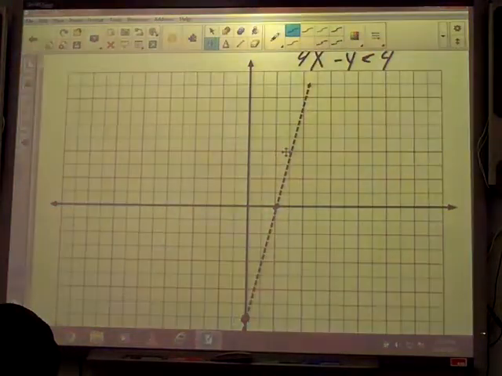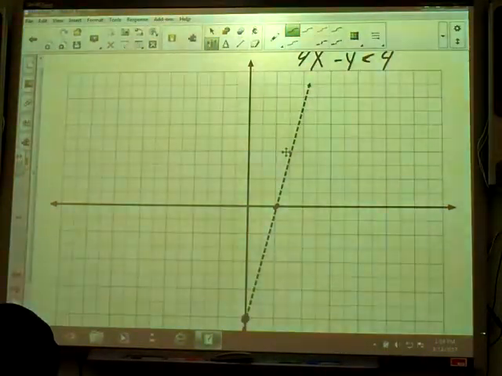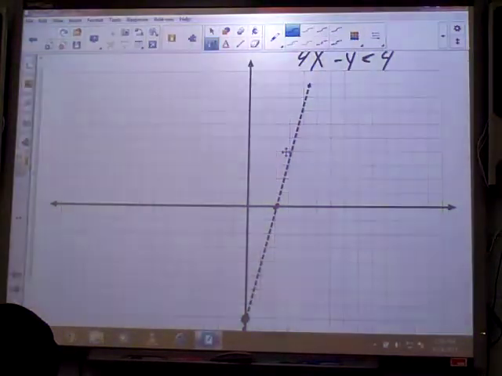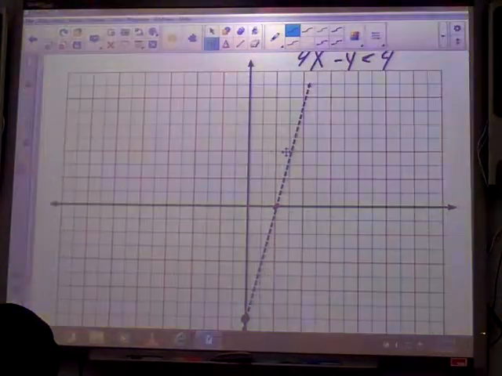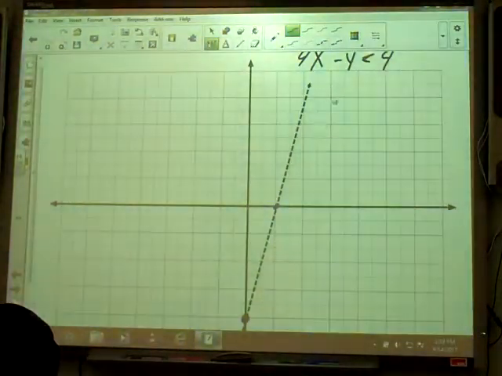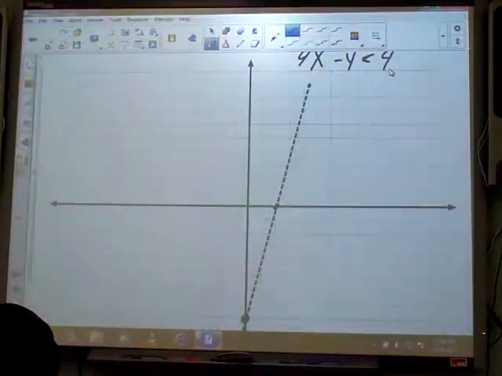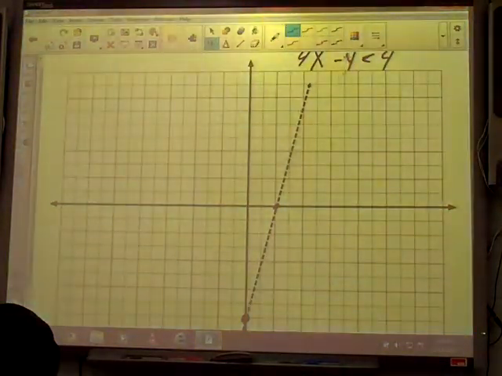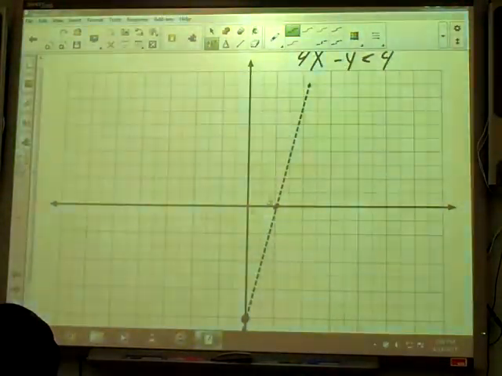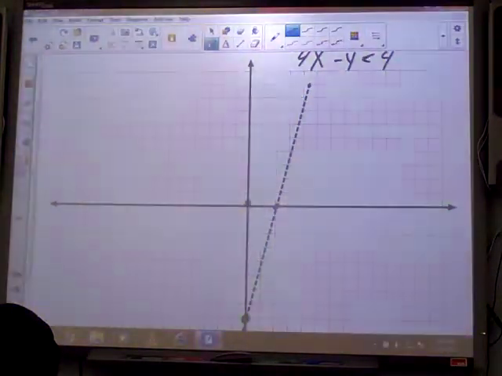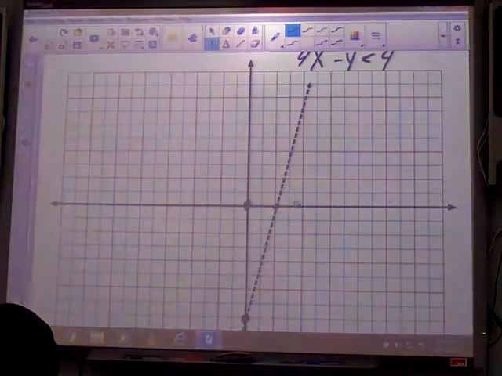I've got my line connected. My line looks like your line. Atta boy. Everybody good? I had a y-intercept of -4. When I plugged the 0 in, that got me negative y was 4, so I divided by -1. I had an x-intercept of 1. When I took my y out, 4x was 4, so I divided by 4, and I was at 1. Okay? Now I have to test where to shade. I'm going to stick with 0, 0 as often as I can.